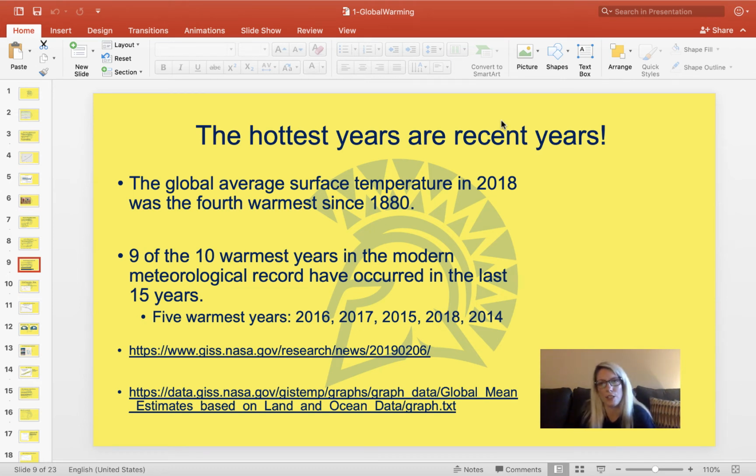When were the hottest years? We keep talking about this trend of warming and what's going on, but of the hottest years, 9 out of the 10 have been in the modern meteorological record. They've been in the last 15 years. So the 5 warmest years are actually 2016, 2017, 2015, 2018, and 2014. We just keep getting warmer.